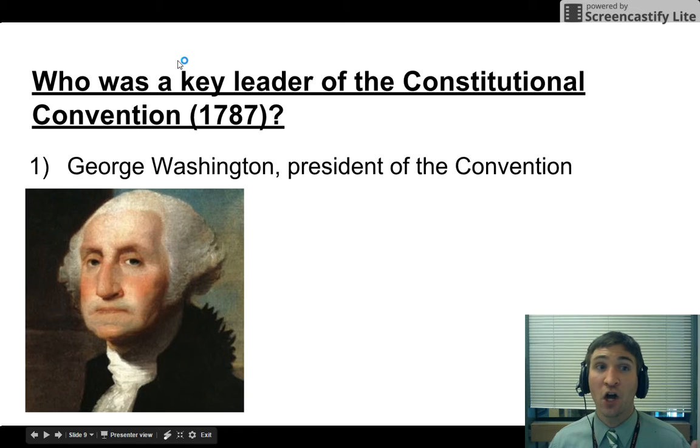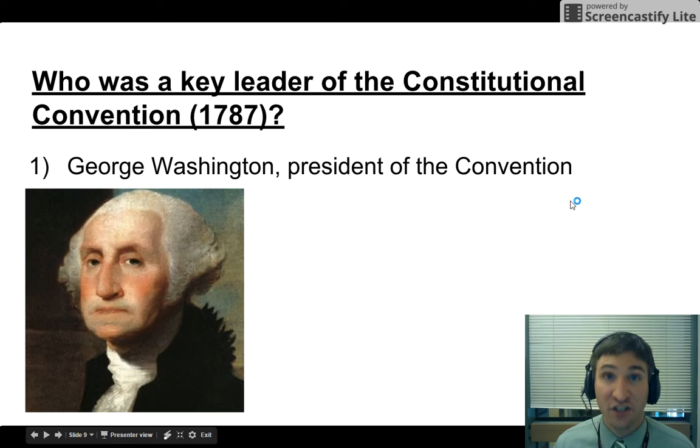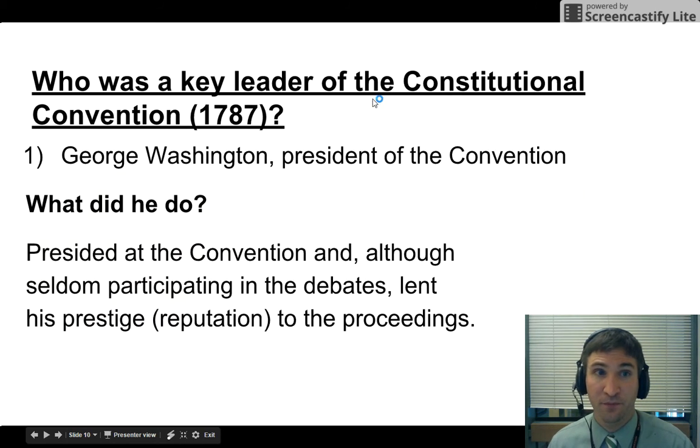People, let's talk about the key leaders of the Constitutional Convention. When was the Constitutional Convention? 1787. The first key leader is this man, George Washington. He was the president of the convention before he became president of the United States.